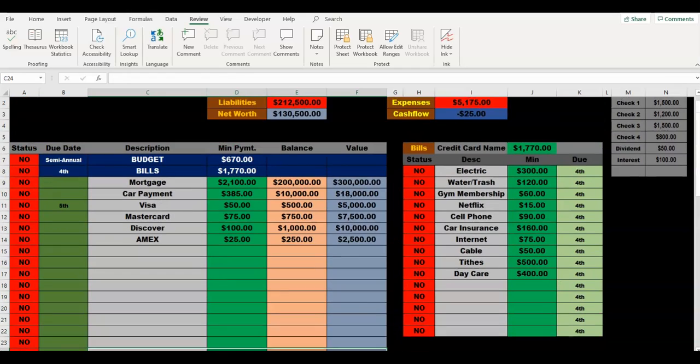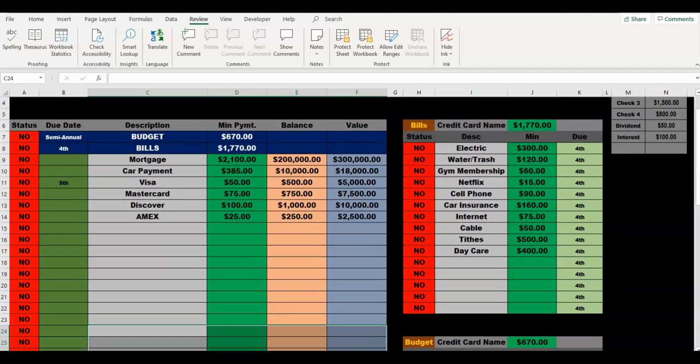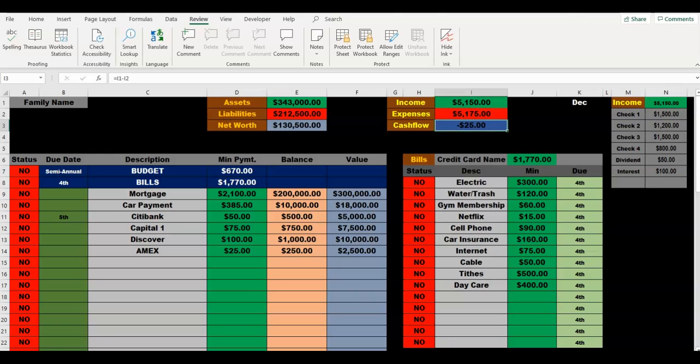So now, what did you do? You separated all your bills. So you look at this Visa. Let's name this something: Citibank, Discover, American Express. Okay, so now we know that our budget is going to be $670. Right now we're showing negative cash flow, and for the purpose of this, let's just give this guy a raise because he doesn't have any cash flow.